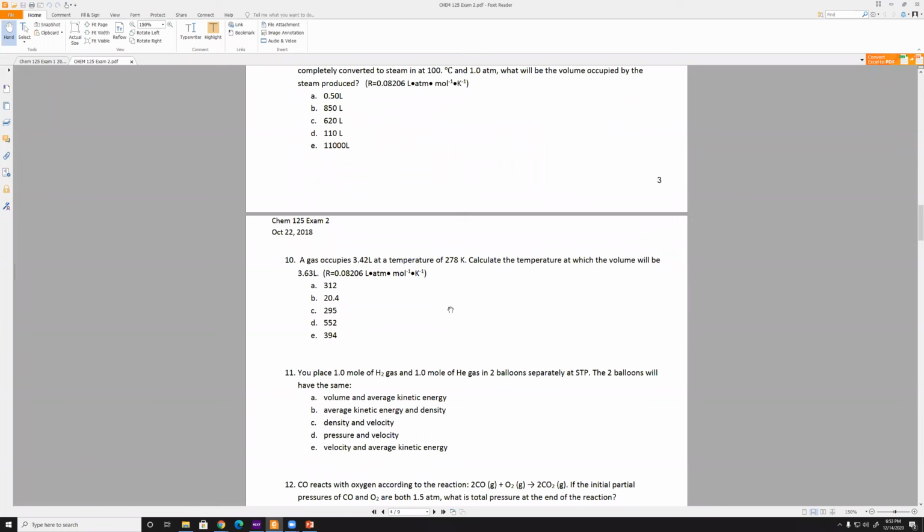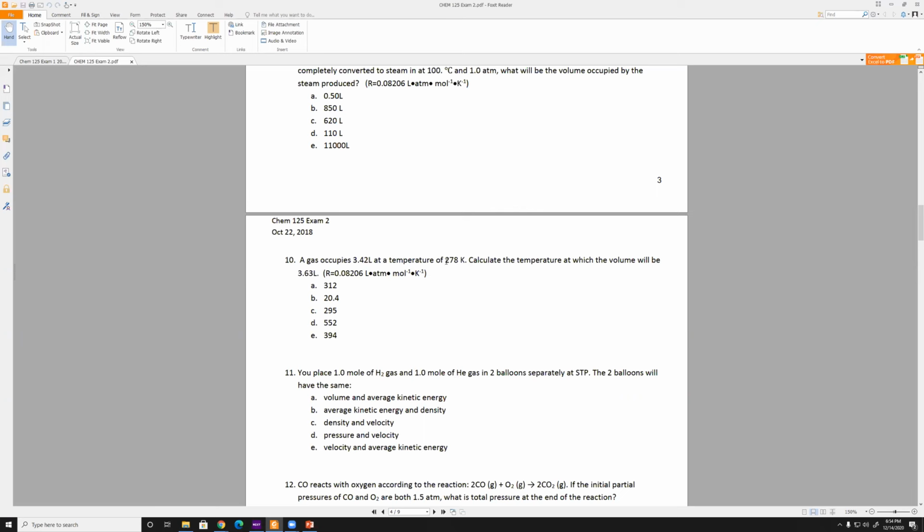So what we do is we can use Charles's law, because Charles's law depends on the volume and temperature. So we know V over T, V1 over T1 equals V2 over T2. We have our V1, which is 3.42, and our T1, which is 278 Kelvin. That's going to equal our V2, which is 3.63, divided by our T2, which is unknown. And then we can solve for that, and we get our answer.